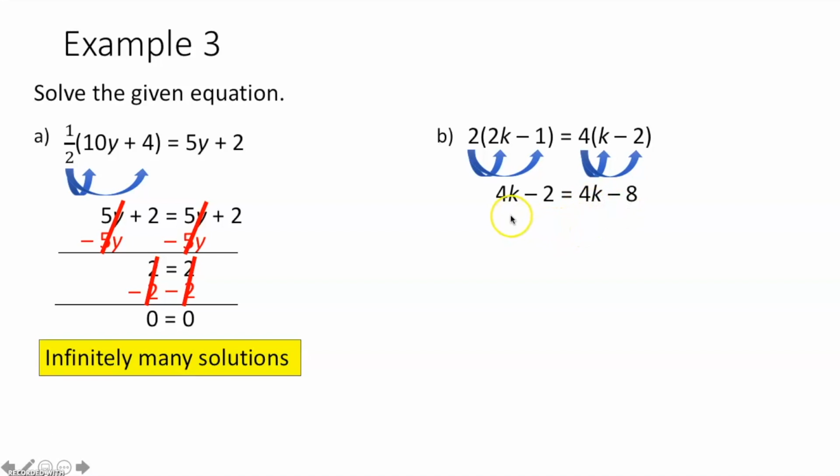So this 4k has got to go to this side. How do I do that? Well, it's positive 4k, so I do the opposite. I subtract 4k from both sides. These both cancel out, and I'm left with negative 2 is equal to negative 8. Right away, you know this is not right, so you can write no solution.